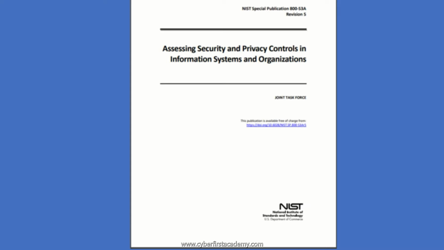NIST 800-53A is a document that's put out by NIST, the National Institute of Standards and Technology, that basically provides procedures and methods for conducting security control assessments. So this is going to be a guide for anyone, especially security control assessors, while they conduct security control assessments.